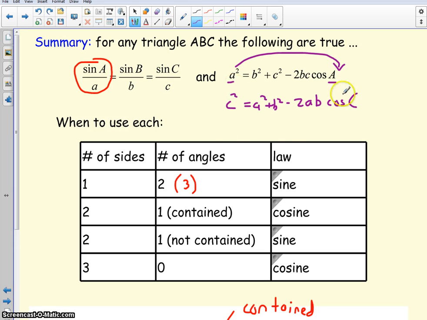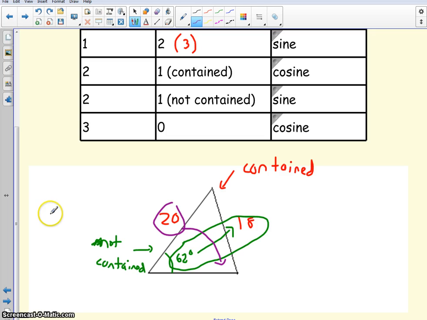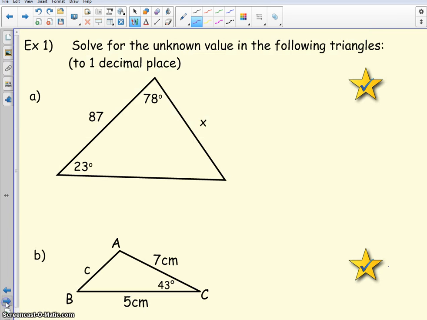Okay, so what's important when you're setting these up is that this side and this angle are across from each other, and that your other two sides fill in the other spots in the equation. Okay, now let's actually try and set up an example here. So here's our first one. Let's see what we have here.